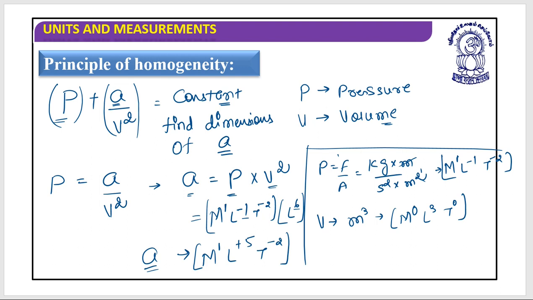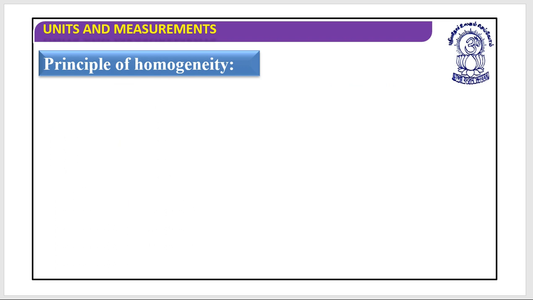This is the dimensions of A. Got it? So don't make a mistake. P does not have the same dimension as A. P must have the same dimensions as A by V square. Don't make a mistake. Is it clear? So let's move to one more numerical, and you will do it on your own.